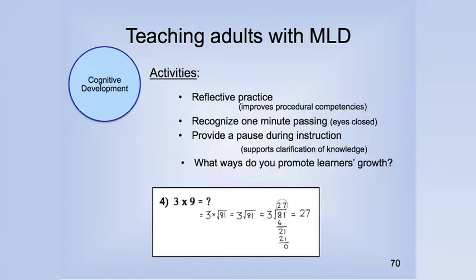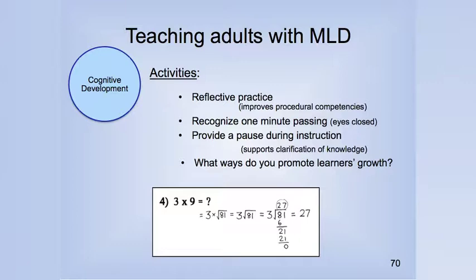Activities in cognitive development: reflective practice, the self-check, is very useful. You want to be able to help them improve their procedural competencies, which means you want them to be able to apply what they've learned, so that you help them check it, and then they're learning to check it themselves. We've talked about before the 1-minute pause with the eyes closed. That's another great exercise.